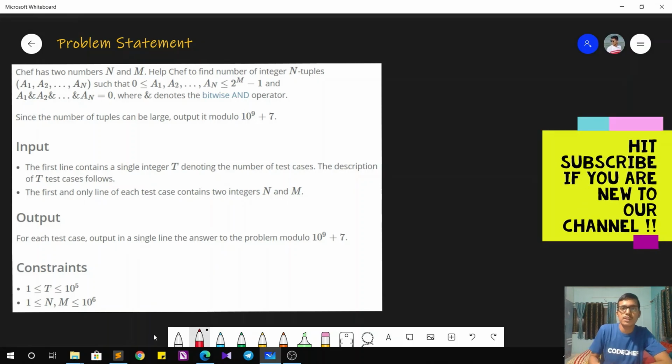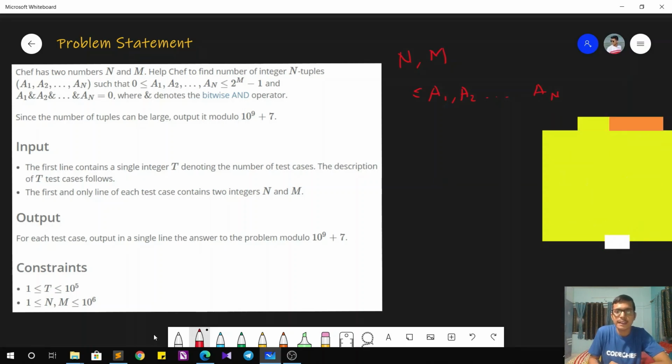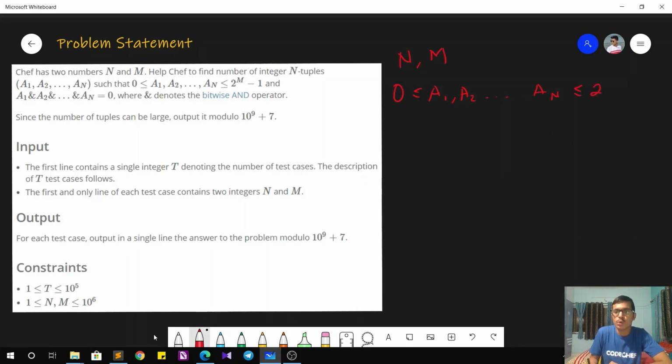Chef has two numbers, that is n and m. Now we have to find the total number of tuples containing n integers, a1, a2 all the way up to an, such that they lie in the range 0 to 2 to the power m minus 1. Also, along with that, the bitwise AND of these integers a1 to an should be 0.